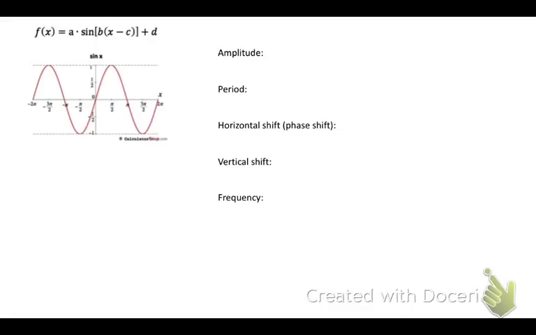Okay, so if we're given f of x equals a sine of b times x minus c, plus d, a, b, c, and d all mean something different to this sine function. So a is the amplitude, and it's a equals 1 for the basic sine of x. So f of x equals sine of x, just the parent function. The period is 2 pi divided by your b value. And that's 2 pi divided by 1, which equals 2 pi for just your basic sine of x.